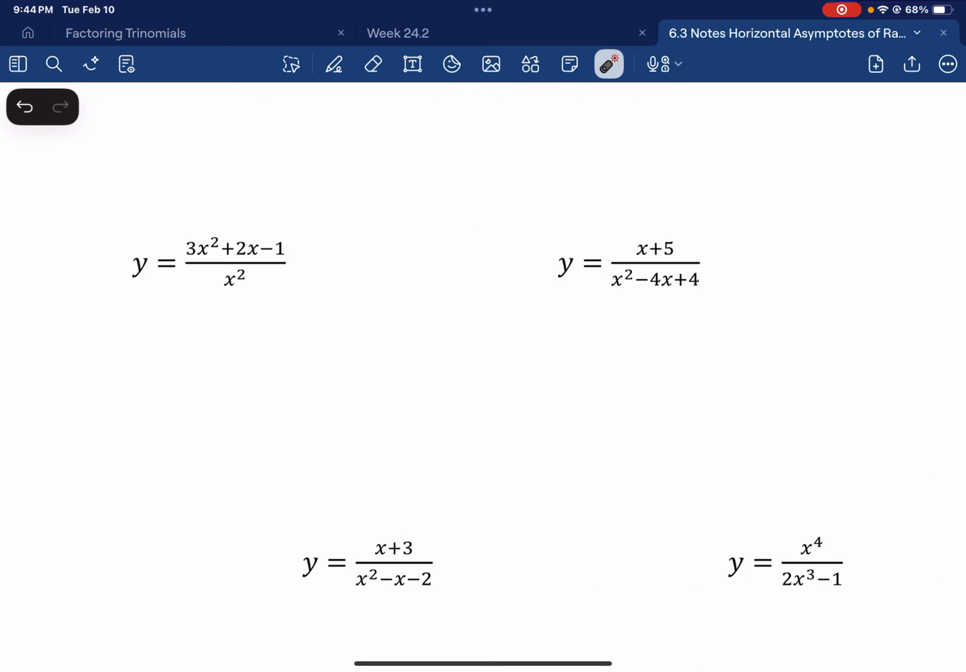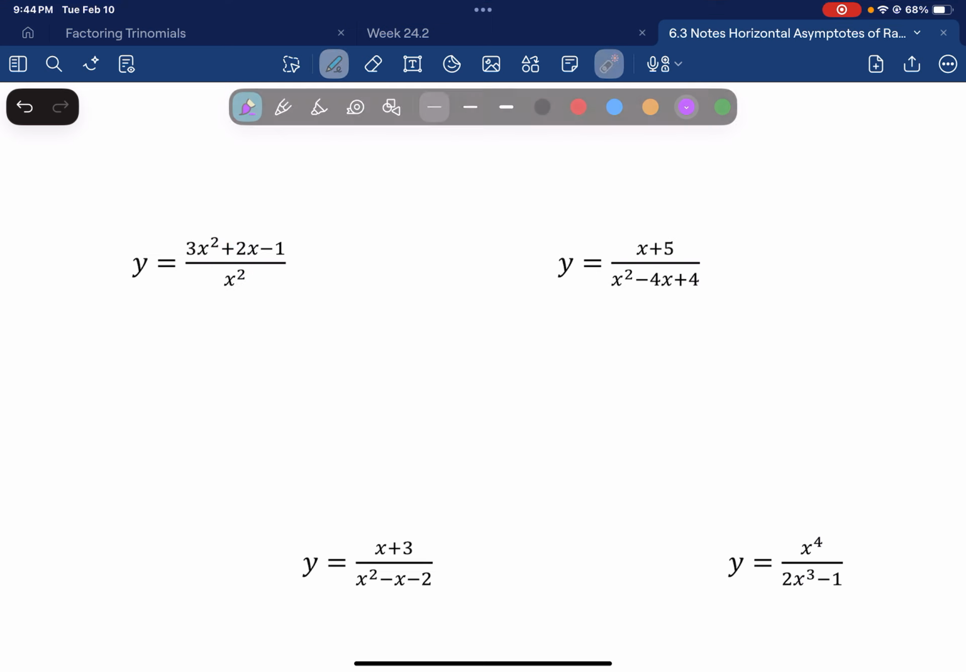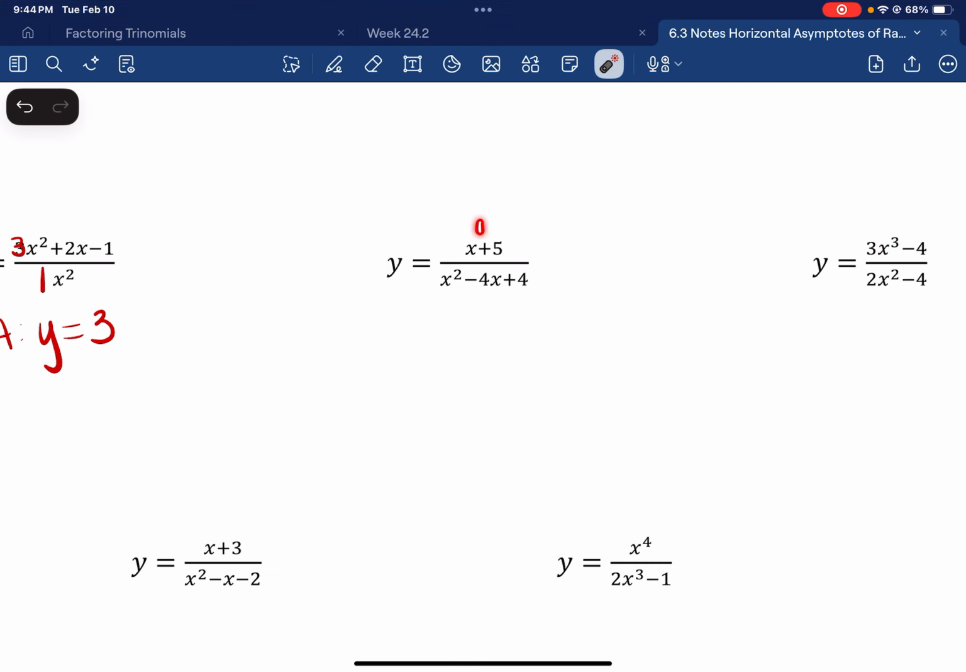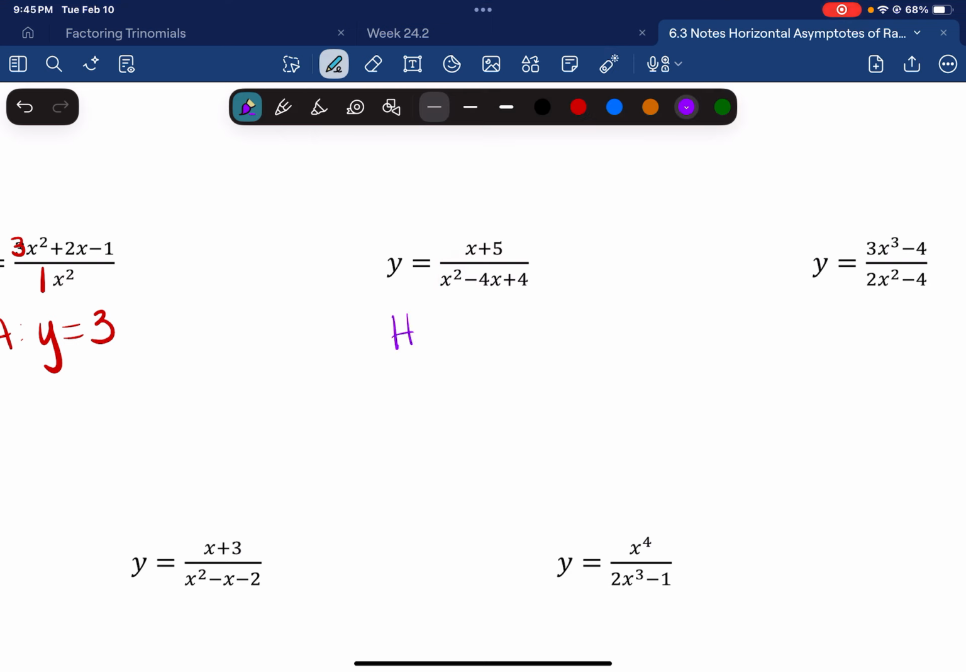All right, let's look at this first function right here. I can see that the degree of my numerator and denominator are the same. So we're going to use the ratio of the leading coefficients, right? This is a 3 and this is a 1. So this horizontal asymptote is located at y equals 3 over 1, or just y equals 3. All right, let's look at this next one. I can see that the degree of the numerator is 1 and the denominator exponent is a 2. So we're bottom heavy. Okay, so for this problem, we have a horizontal asymptote at y equals 0.